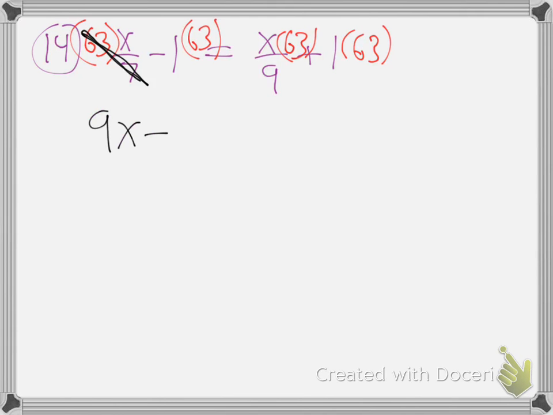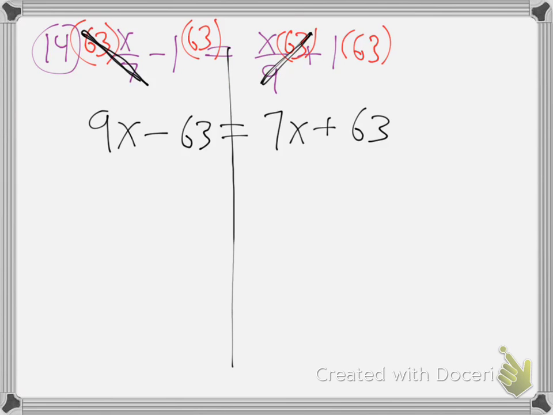Don't forget the x that's there. Here, it's just 1 times 63. Minus. Right? Here, 63 divided by 9. 7. And 1 times 63 is 63. Is that good? Okay. There's the wall. No more fractions, right? The hitman did his job. He took out all the fractions.